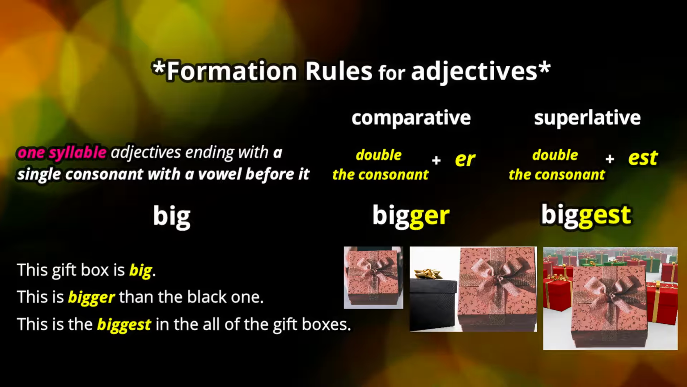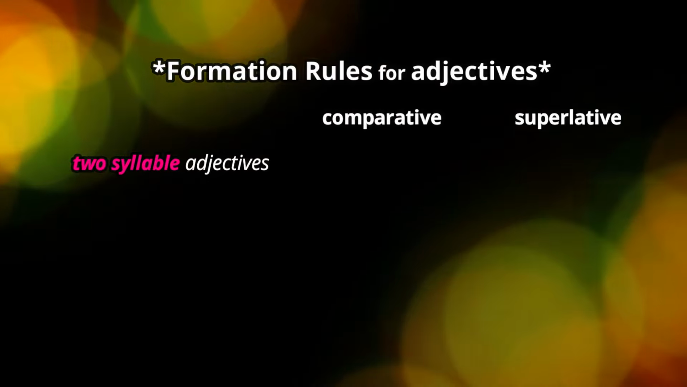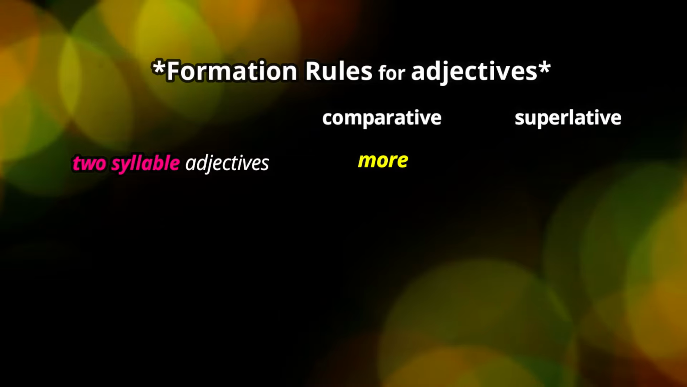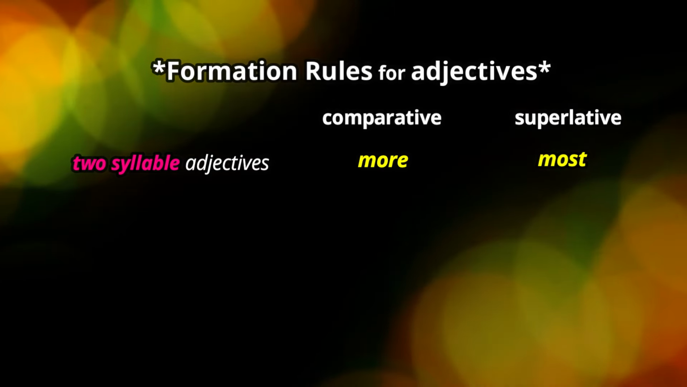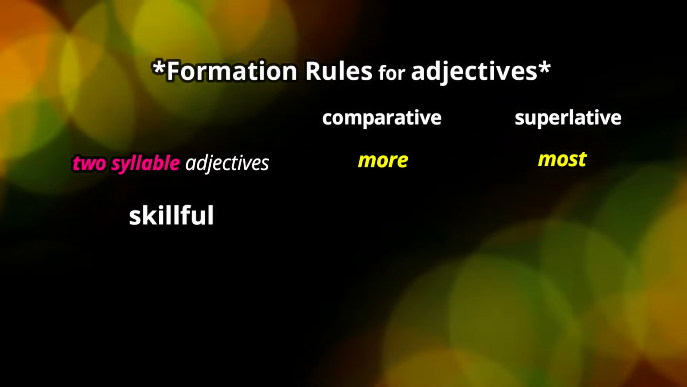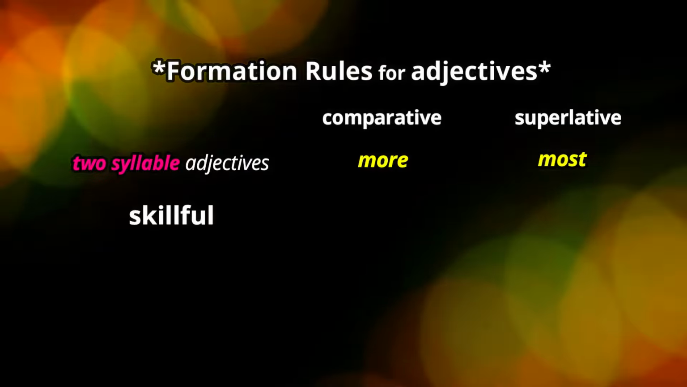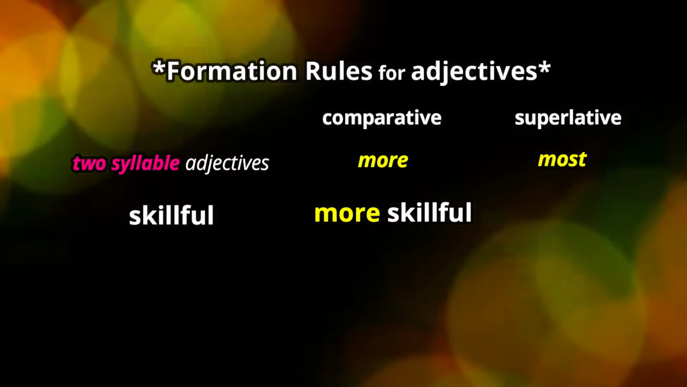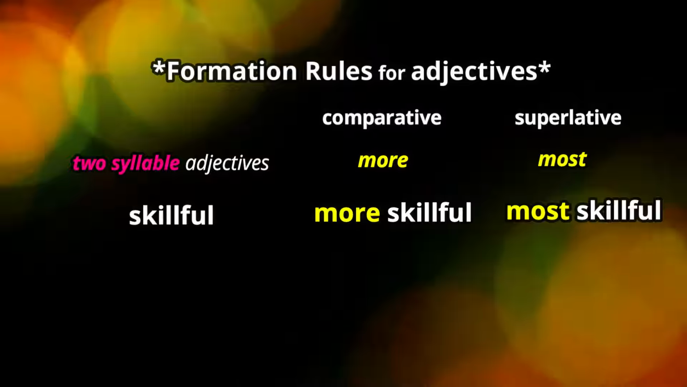Okay, you got it? All right, for two-syllable adjectives, you form the comparative with more, and you form the superlative with most. So our adjective is skillful, right? That's two syllables, right? Skillful. The comparative, we just add more skillful. And to create our superlative, we use most skillful.